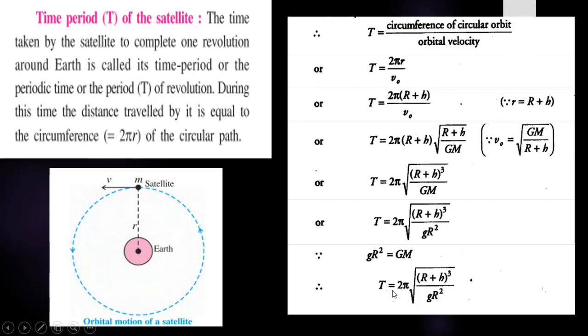Therefore, T equal to 2π root of (r plus h) cube upon g r square. So in this way you can get the expression for time period. So this is the expression for time period. You have to note down all important steps in a separate notebook. If you are not able to understand any particular step, you can have a chat with me in the doubt clarification session.